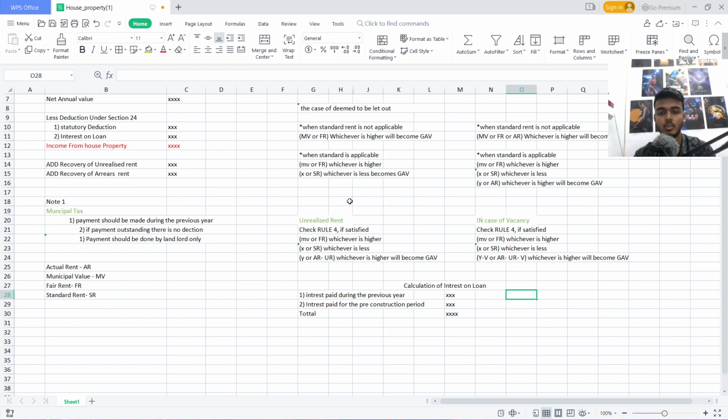Now we will learn how to calculate interest on loan. Calculation of interest on loan comes with two things: interest paid during the previous year and interest paid for the pre-construction period. We'll add these two, we'll get the total value, and then we will divide this value by 5, and the outcome will become the interest on loan. Then we will deduct statutory deduction and interest on loan, and we will get income from house property.